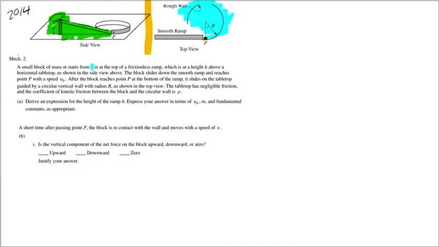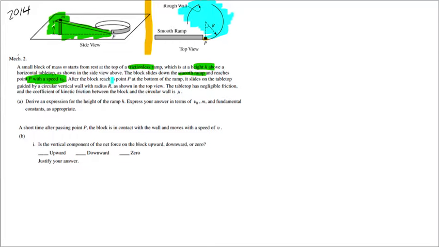All right, so a block of mass M starts at the top of a frictionless ramp. Seems important, frictionless right there, with a height of h above a horizontal tabletop, as shown above in the side view. The block slides down the smooth ramp and reaches point P with a speed of v naught. The fact that they say speed right there makes me think this is going to have something to do with conservation of energy and have kinetic energy involved.